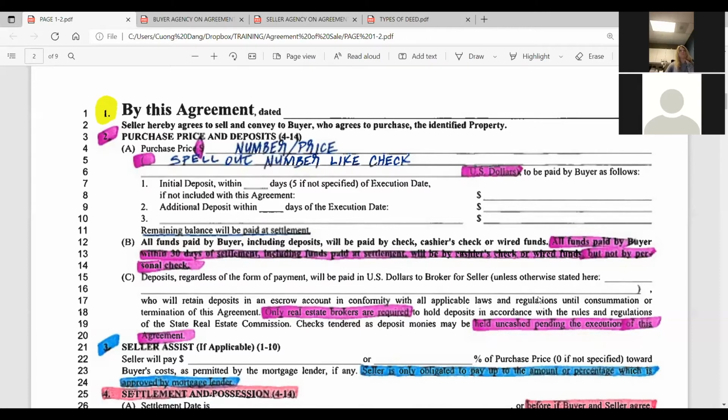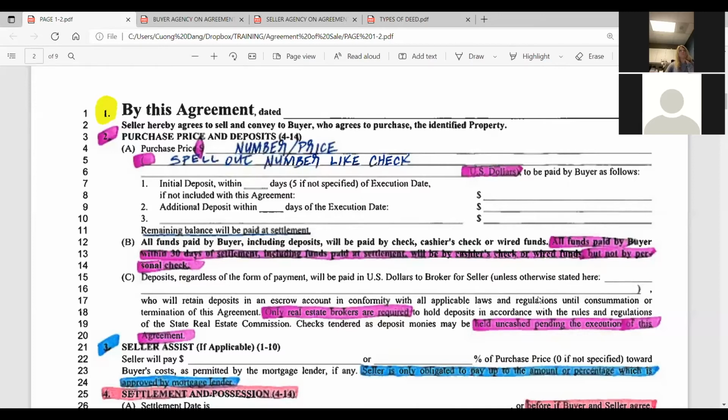Okay. And that's to be paid by buyer as follows. So this goes into the deposit money. The first choice you have is the initial deposit, and it's within 5 days if you leave it blank. I always fill out all the blanks anyways, even if there is a pre-filled number there. I still fill in either 5 or 4 or 3 or 2 or 1, whatever it is, just so that it cannot be changed later on or altered.